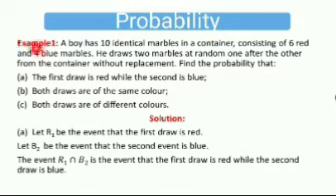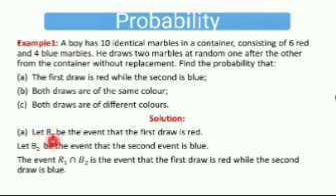Probability. Example 1. A boy has 10 identical marbles in a container consisting of 6 red and 4 blue marbles. He draws 2 marbles at random, one after the other, from the container without replacement. Find the probability that A. The first draw is red, while the second is blue. B. Both draws are of the same color. C. Both draws are of different colors.